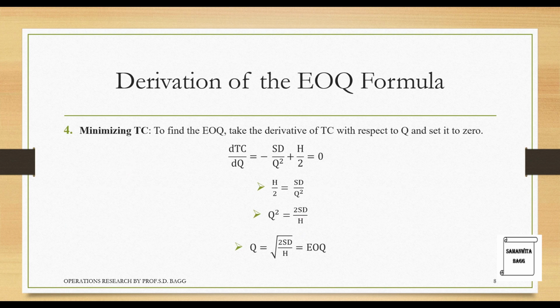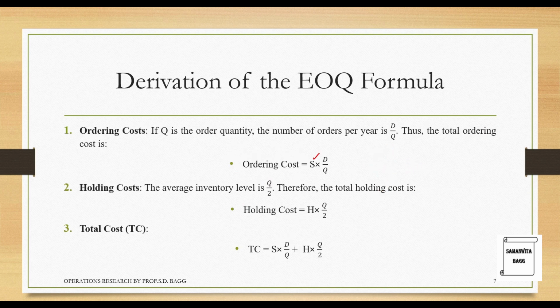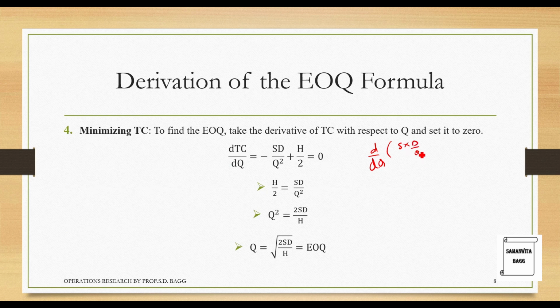Now, we have to minimize the total cost. When you want to minimize something, according to mathematics, you differentiate it and equate it to 0. So here, to find EOQ, take the derivative of total cost with respect to Q and set it to 0. So here you can see it is the derivative of this TC. The TC formula is S into D by Q plus H into Q by 2, and this derivative will be equal to 0. When you differentiate this, S and D will be constant.